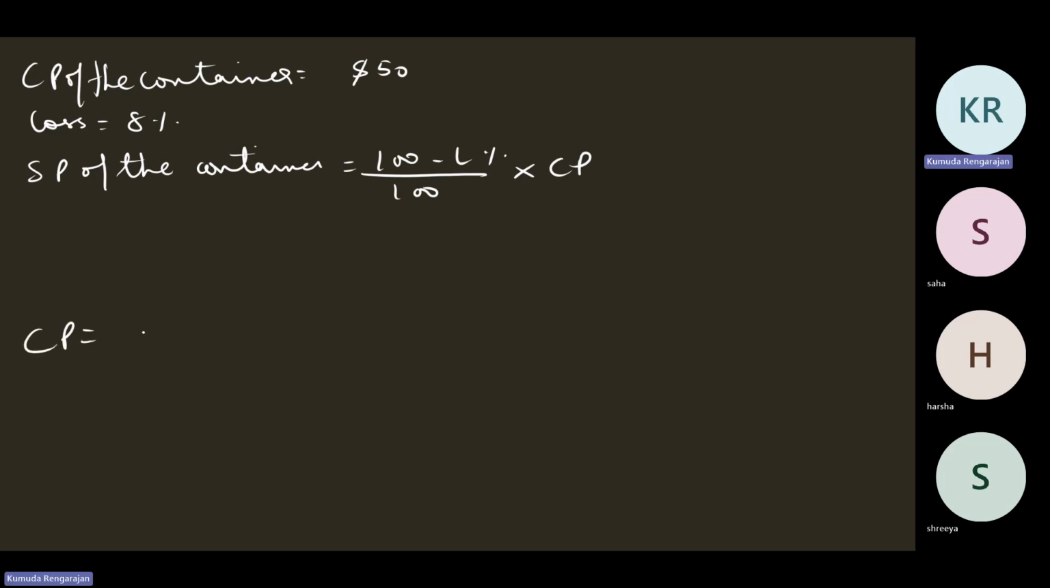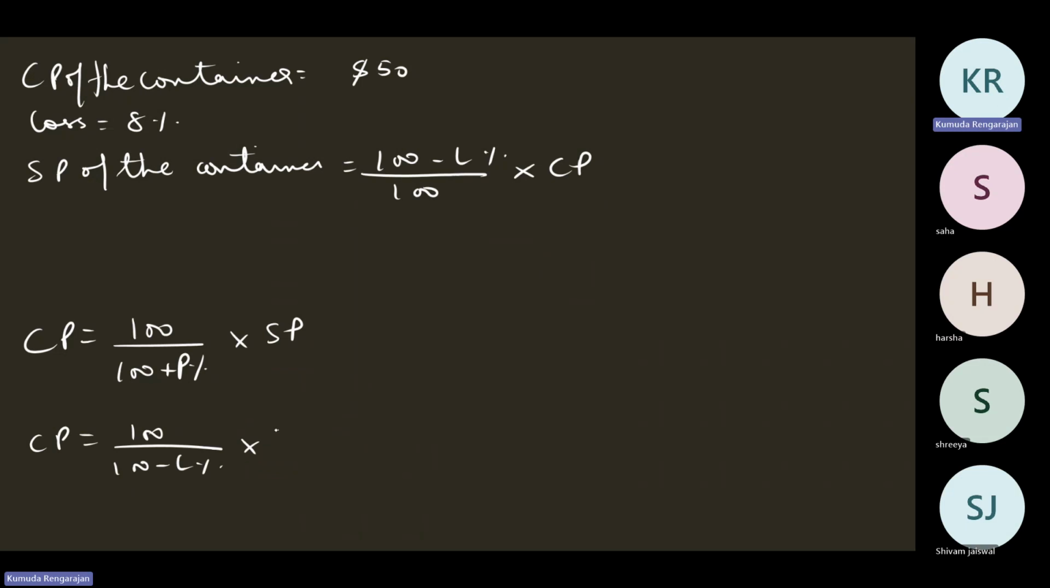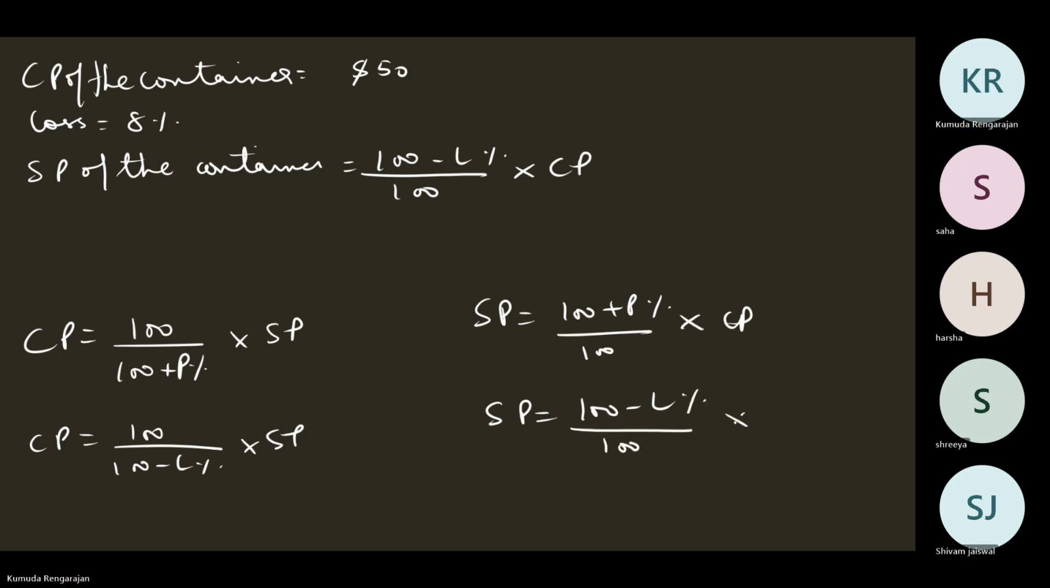To find CP, it is 100 by 100 plus profit percent into SP, or 100 by 100 minus loss percent into SP. To find SP, it is 100 plus profit percent by 100 into CP, or 100 minus loss percent by 100 into CP.